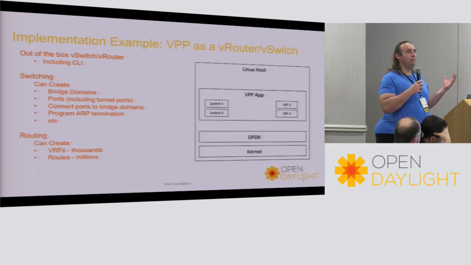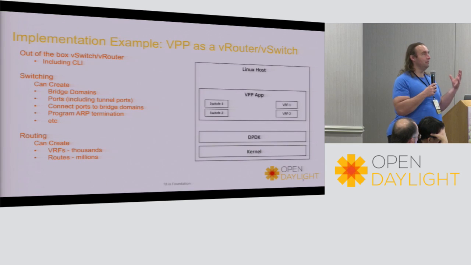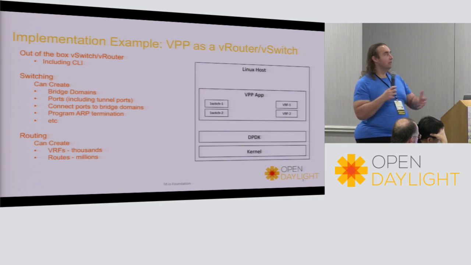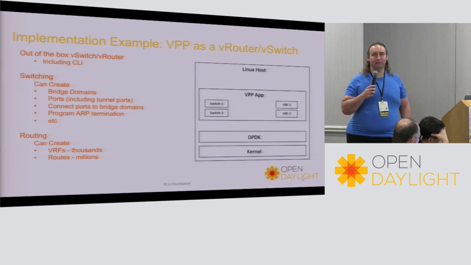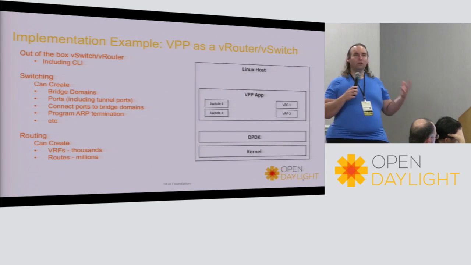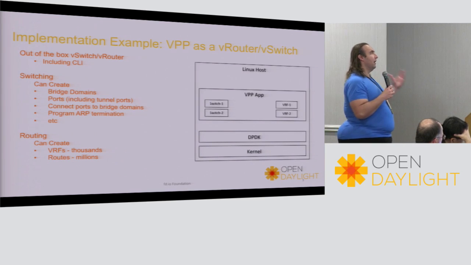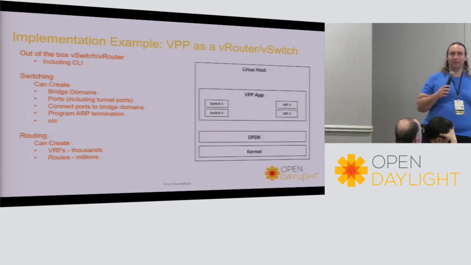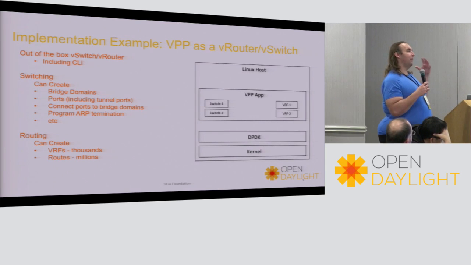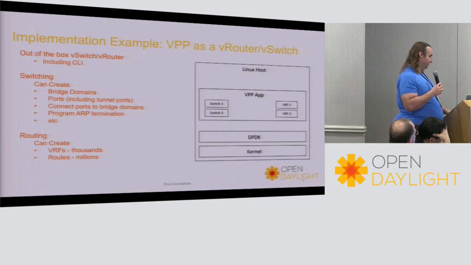I talked a lot about VPP last session. I'm not going to talk so much about it here. There's a ton of information available, and I'm happy to talk to people afterwards. But VPP basically gives you a vRouter vSwitch out of the box. It can do bridging. It can do virtual bridge. You can do bridge domains. You can set up tunnels and connect them to bridge domains. You can program ARP termination. You can program static bridge table entries. You can program thousands of VRFs with millions of routes. And it continues to perform even at scale.